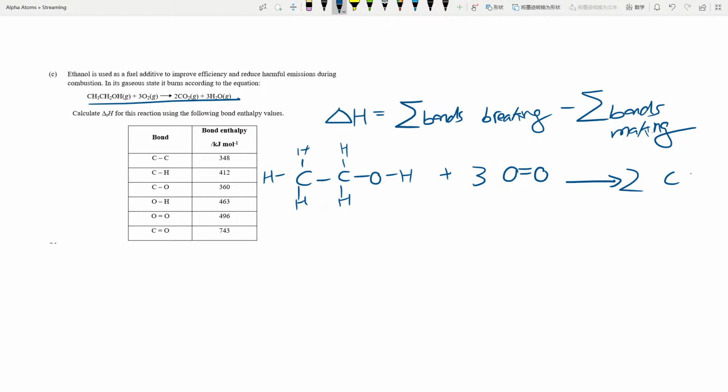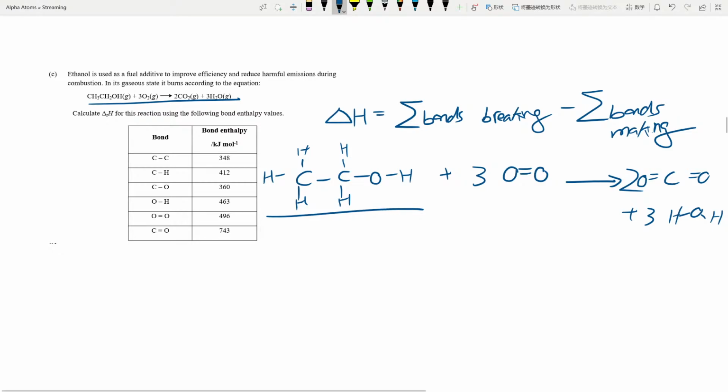2 moles of CO2 plus 3 moles of H2O. And that's why you need to be able to do Lewis diagrams. Because if you can do Lewis diagrams and simple organic, you should be able to draw this without a problem.